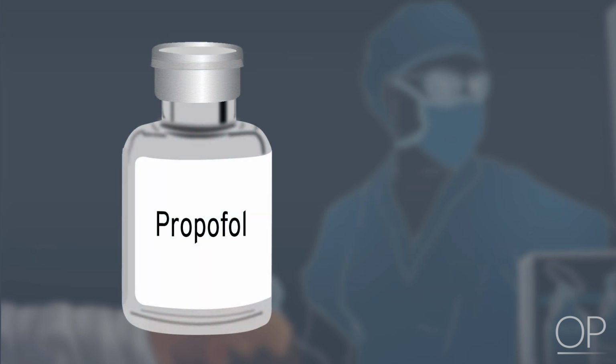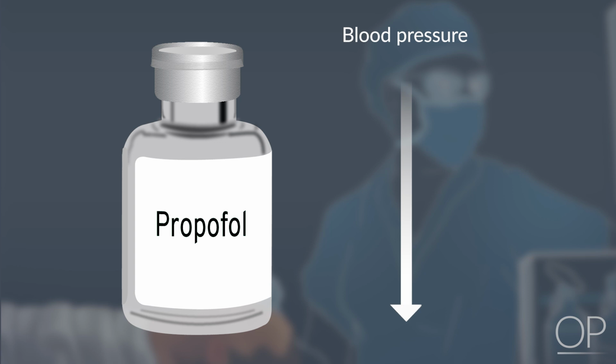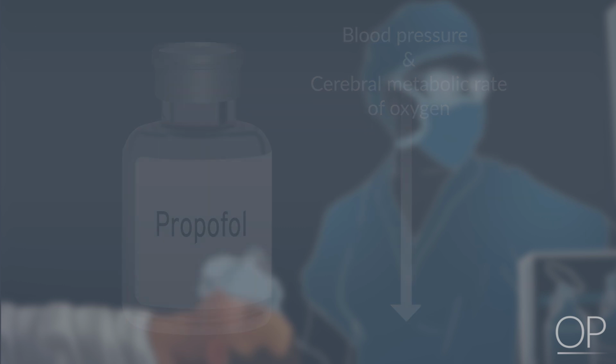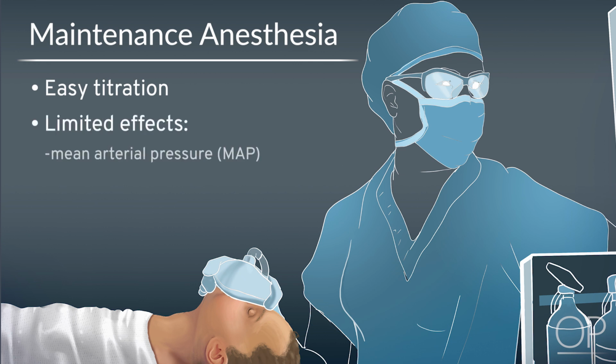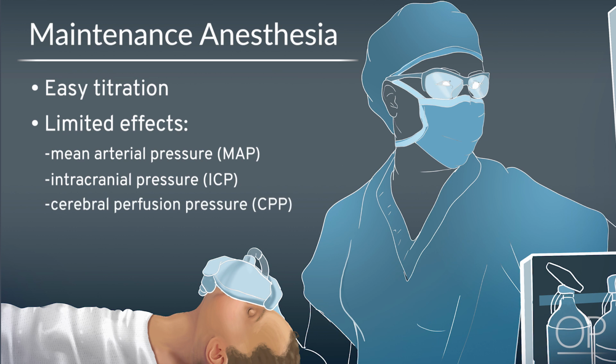While propofol may reduce blood pressure, it also decreases the cerebral metabolic rate of oxygen, thereby providing a degree of cerebral protection. Agents for maintenance anesthesia should allow for easy titration and have limited effects on mean arterial pressure, intracranial pressure, and cerebral perfusion pressure. Given the need for prompt postoperative neurological monitoring, the anesthetic should ideally be planned to allow for early extubation.